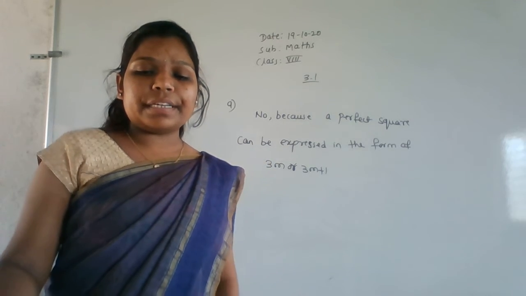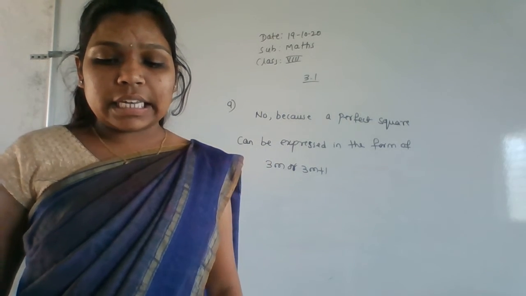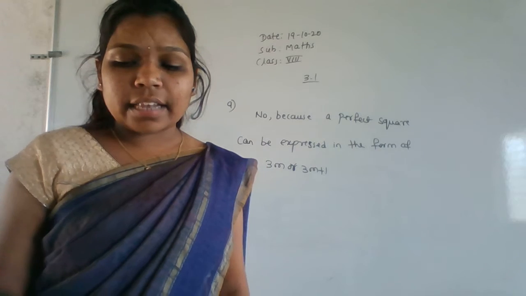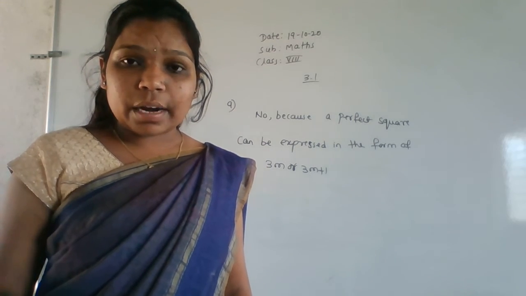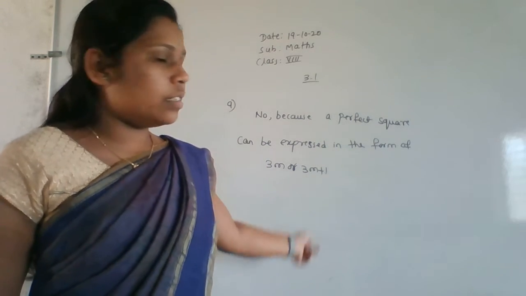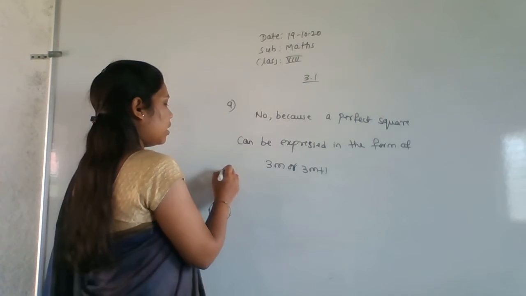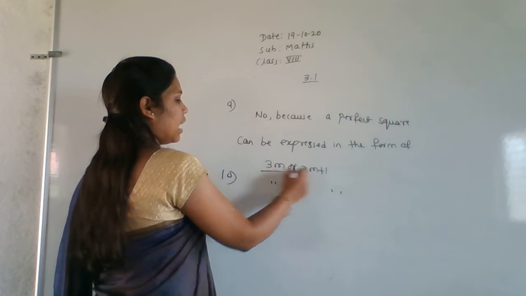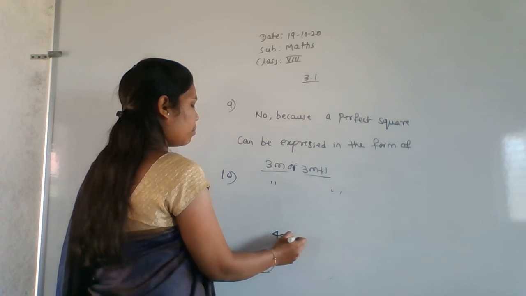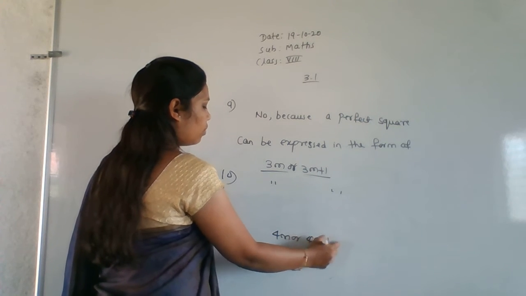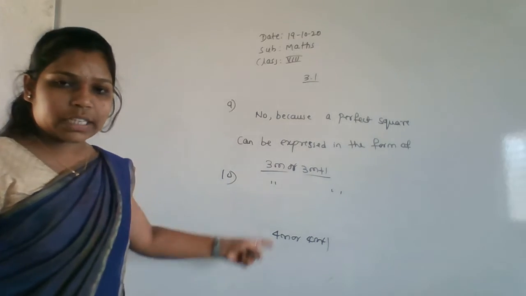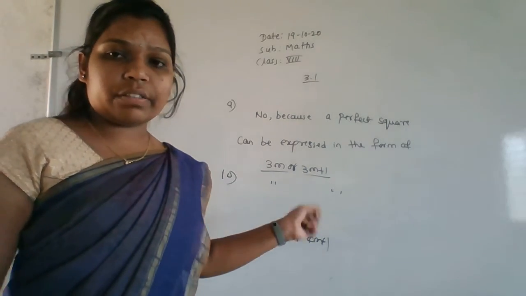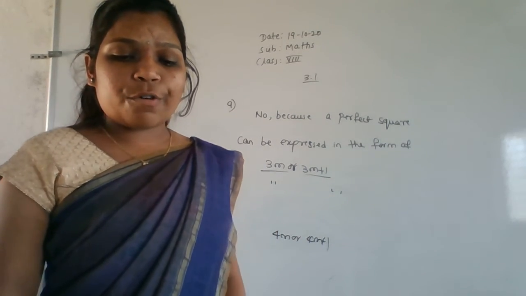A number can be written in the form of 4m plus 3 for some natural m. Can this number be a perfect square? The 10th one is also the same, same answer. Copy this answer only. But in the last form you have to change: that is 4m or 4m plus 1. Only this much you have to change in the 10th question. Everything is same. Next go for the 11th one.